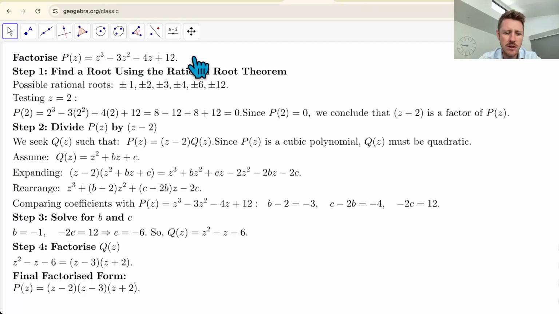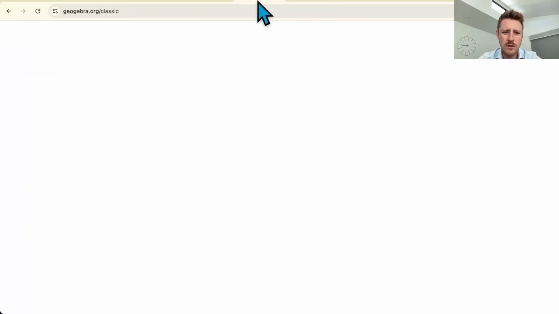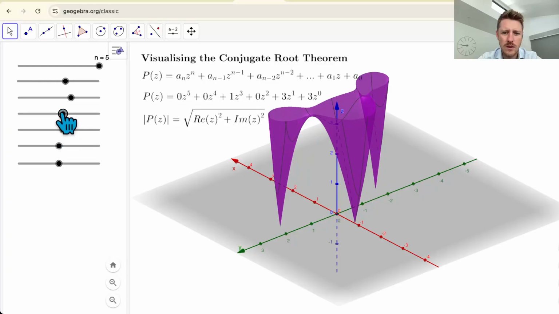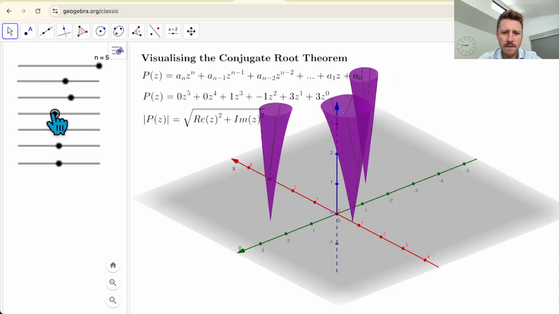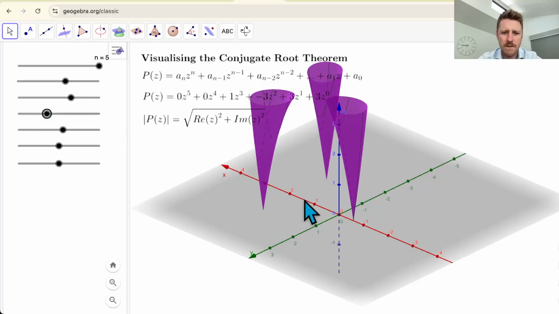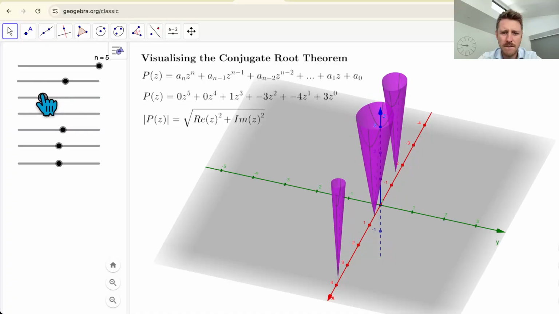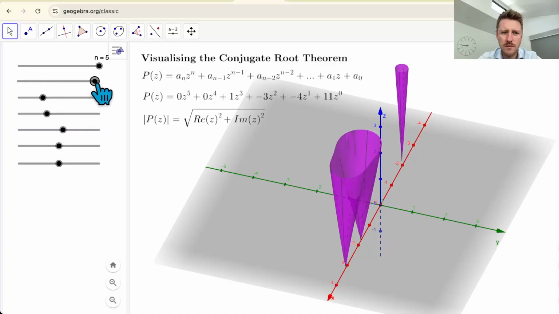Basically, we've got this polynomial, and when we factorize it, just using the rational root theorem, because this has all rational roots, we get solutions at 2, 3, and -2. And so what I'm going to do is set the coefficients equal to these. So I just have to remember this: 1, -3, -4, and then this one's 12, I think.